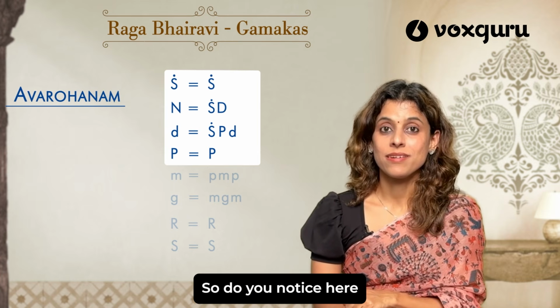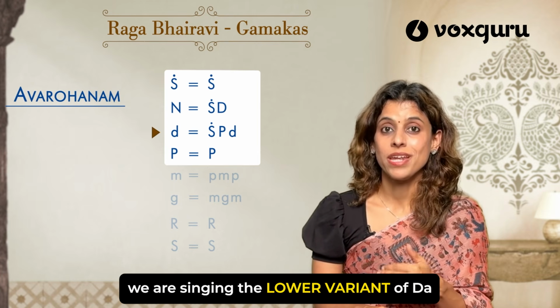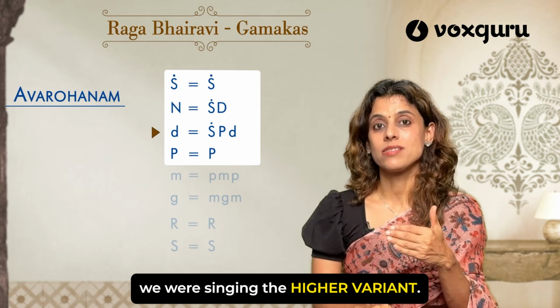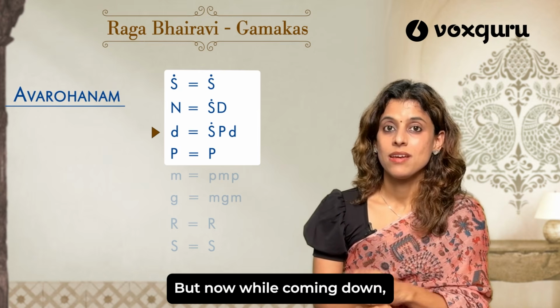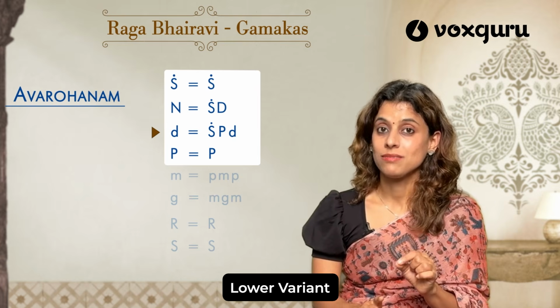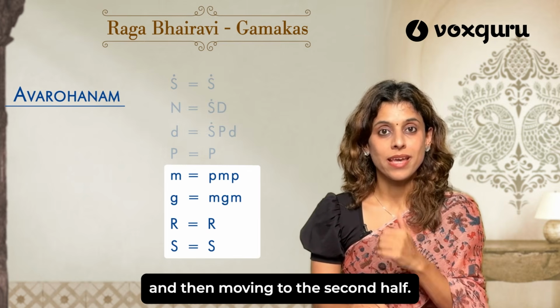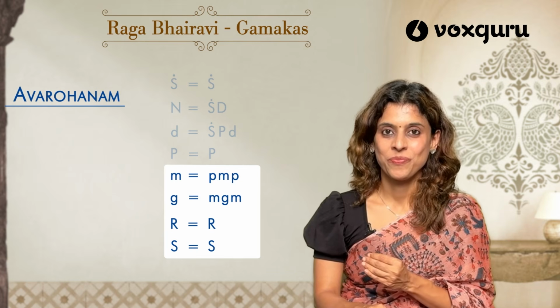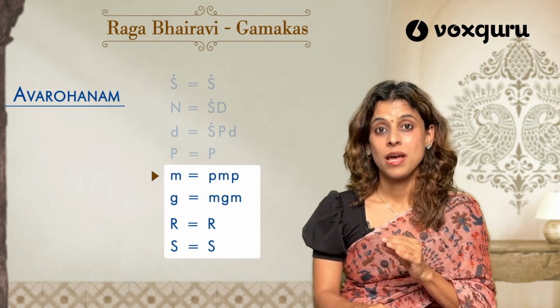So do you notice here, we are singing the lower variant of Da. In the Arohanam, when we were going upwards, we were singing the higher variant. But now while coming down, we are singing the lower variant. And then moving to the second half. Ma, Ga, Ri, Sa. So what's happening here?